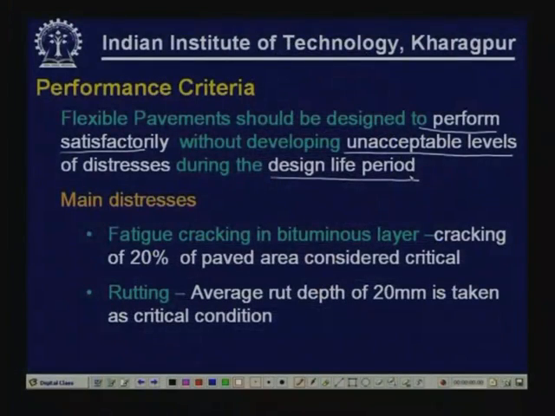We can see the definition of what is acceptable for the two main distresses that we consider, that is fatigue cracking in bituminous layer. Cracking in about 20% of pavement area is considered to be critical. That means, if the cracked area is more than about 20% of the paved area, that is considered not acceptable. Similarly, for rutting, suppose we are evaluating a 1 kilometer stretch, and within that stretch you measure rut depth periodically at different locations. If the average happens to be more than 20 millimeters, this is a condition that is considered not acceptable.